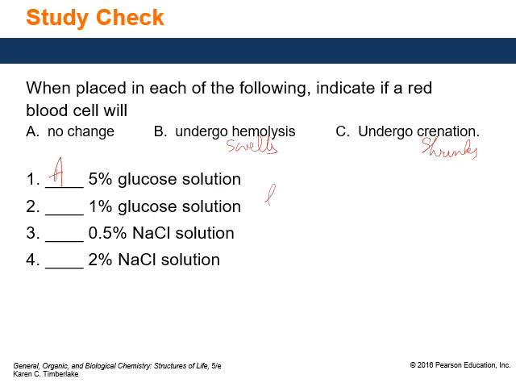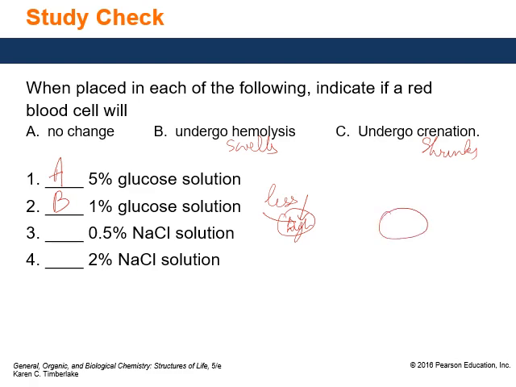So outside is less concentrated, inside the cell is high or more concentrated, and liquid always flows from less to high. So inside the cells, it's going to collect a lot more water, so it's going to swell, which means answer is B.